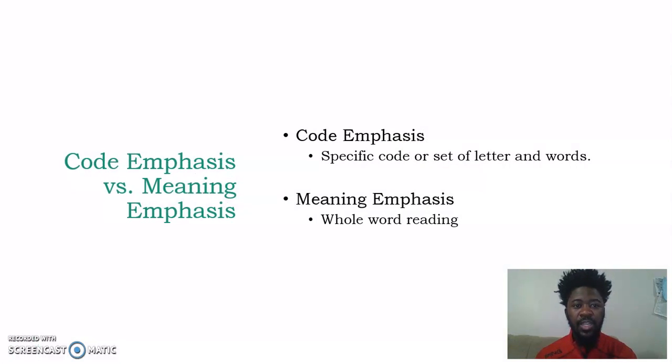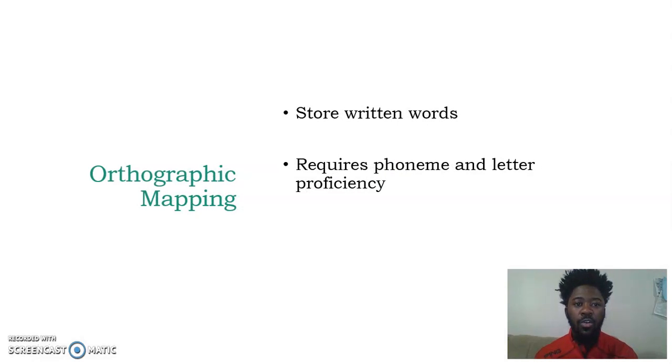Code emphasis versus meaning emphasis. Here, code emphasis is more in a controlled setting, and it emphasizes phonemic awareness, whereas meaning emphasis introduces a large variety of words and whole-text reading. Orthographic mapping explains how children read words by sight, spell from memory, and acquire vocabulary from printed words.